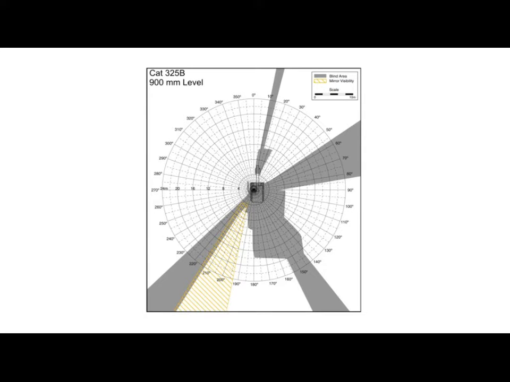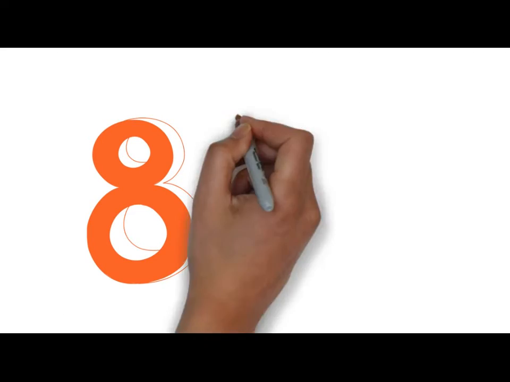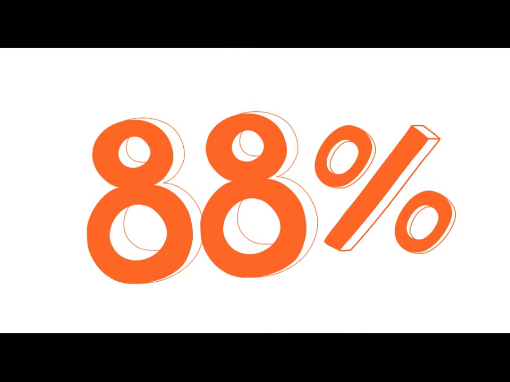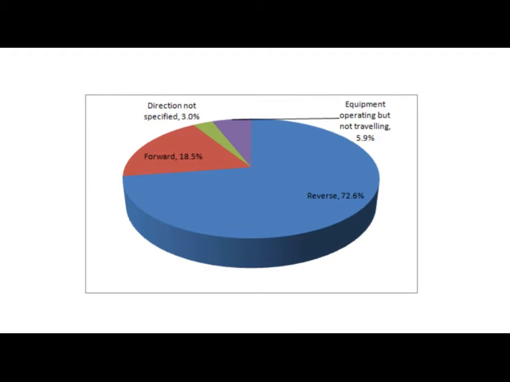What makes blind spots so dangerous is in the name: you're blind. Of all accidents involving equipment, almost 88% of struck-bys are struck-bys. Struck-bys almost always happen when the operator did not see a person in time to stop. Blind spots are much worse in reverse. Almost 3/4 of struck-bys happen when the equipment is operating in reverse. It makes sense since it is harder for operators to see when operating backwards.